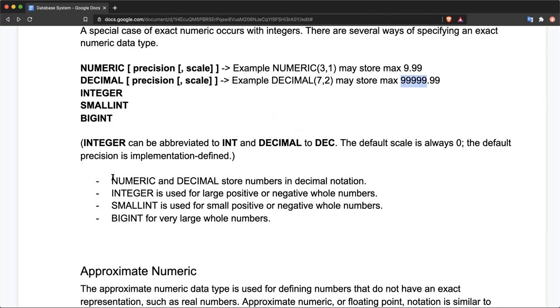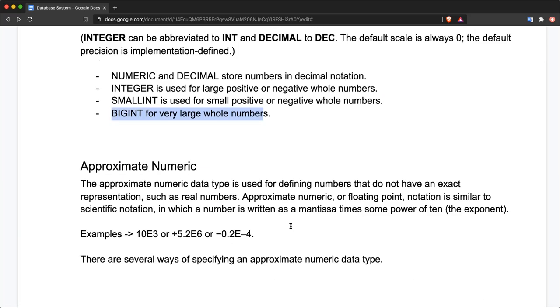Note that numeric and decimal data types store numbers in decimal notation. Integer is used for large positive and negative whole numbers, that is, without a decimal point. Similarly, smallint is used for small positive and negative whole numbers, and bigint is used to hold very large numbers.